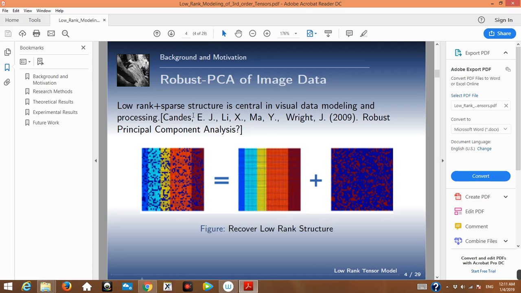People introduced robust PCA to recover the low-rank structure of this matrix. That is, we try to use a low-rank matrix to approximate the original matrix with a sparse error. This was introduced by Candes, Ma Yi, and John Wright. They called this method robust principal component analysis. Their methods have lots of very useful applications.